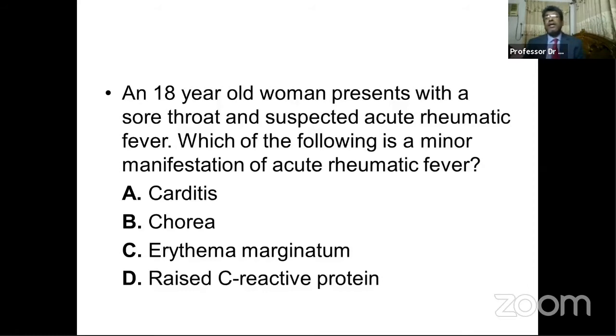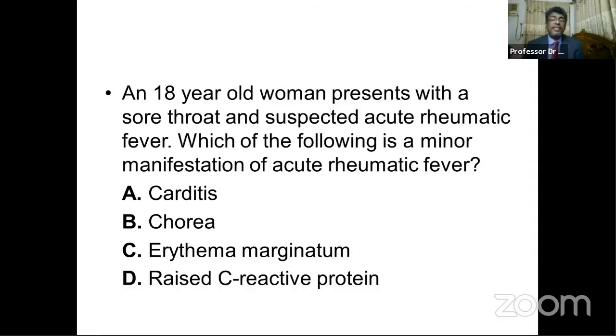If we recall the major manifestations of rheumatic fever: carditis, arthritis, Sydenham chorea, erythema marginatum, and subcutaneous nodules. These are the 5 important manifestations, the major criteria of rheumatic fever. Carditis is a major criterion. Sydenham chorea is also a major criterion. Erythema marginatum is also a major criterion. And raised C-reactive protein is a minor criterion. So among these 4 answers, D is the correct answer here.